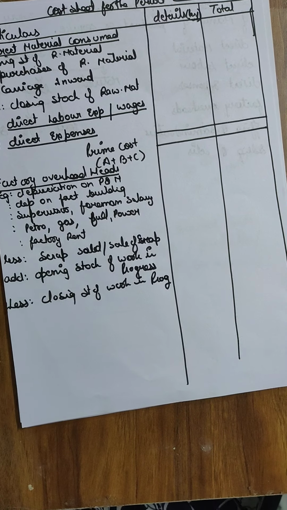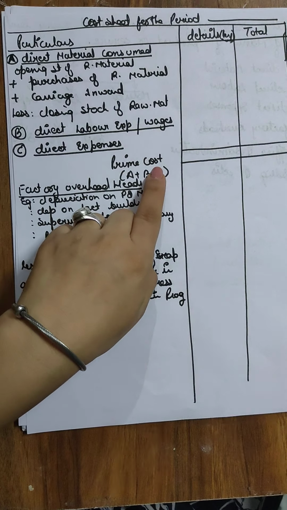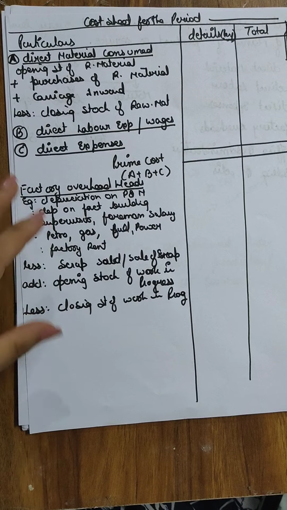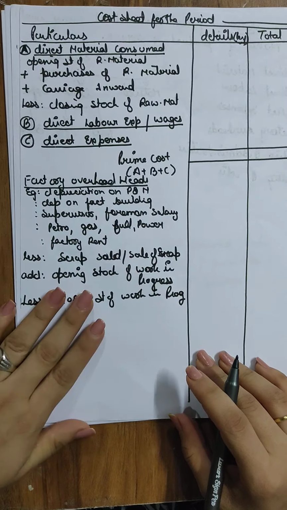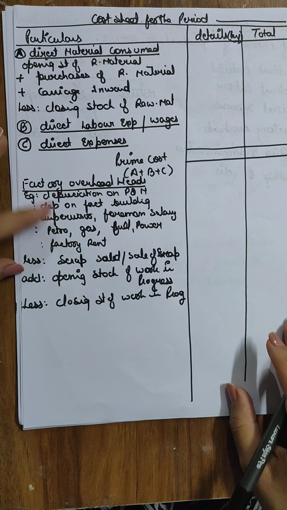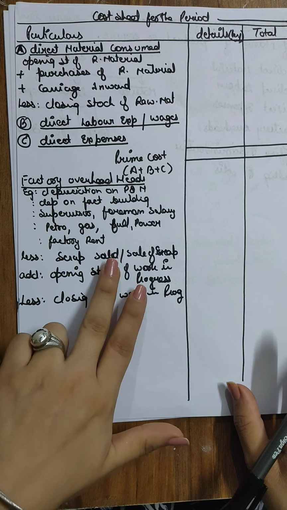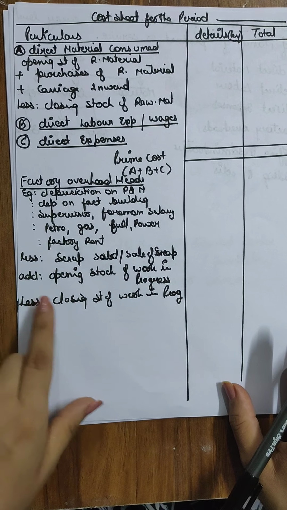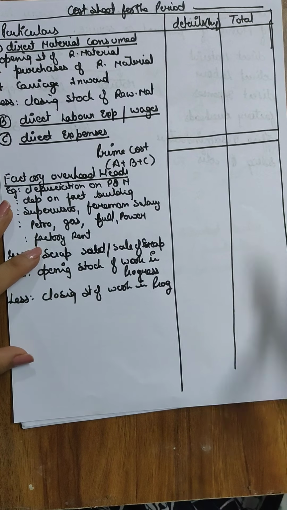So basically what we do, first we compute the direct cost, and when we make the total of it, it comes as a prime cost. After getting the prime cost, we start to add the indirect costs. So the first kind of indirect cost that we have is in the form of factory overheads, which is the different kind of indirect costs that is related to the factory. If you have sold any kind of scrap in that year, we are going to less that scrap, and we are going to add the opening stock of work in progress, and we are going to less the closing stock of work in progress if there is any.